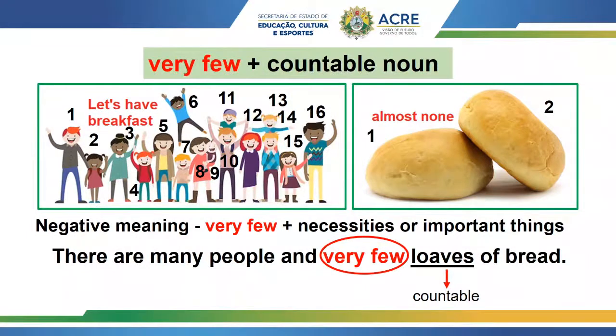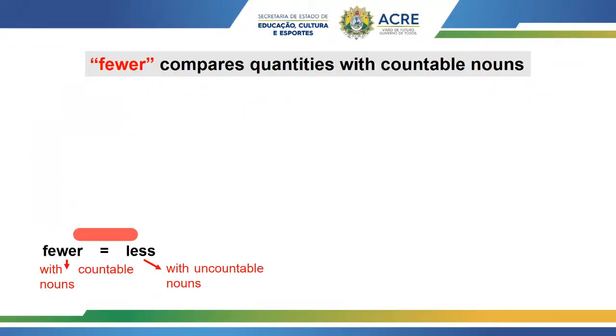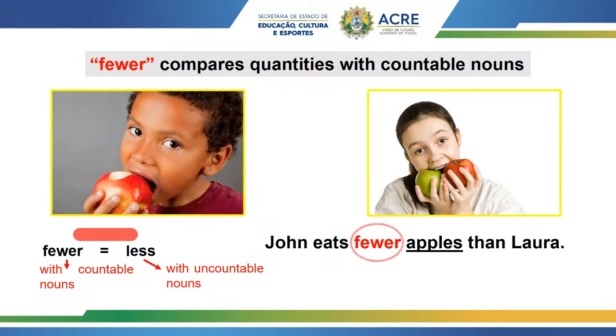Fewer compares quantities with countable nouns. Fewer is equal to less. Fewer is used with countable nouns and less is used with uncountable nouns. Example, here we have John and Laura. They love apples, but John eats fewer apples than Laura. Fewer plus countable noun.